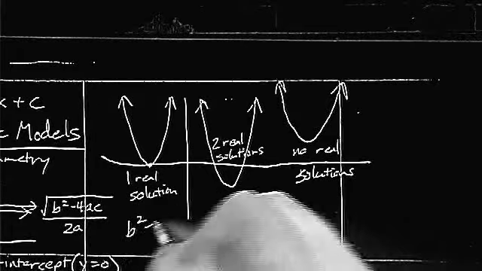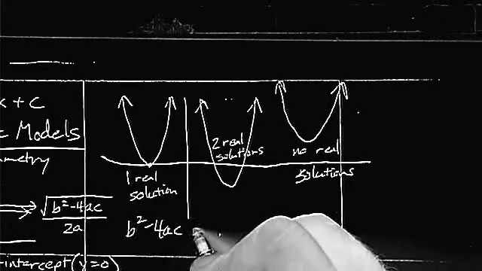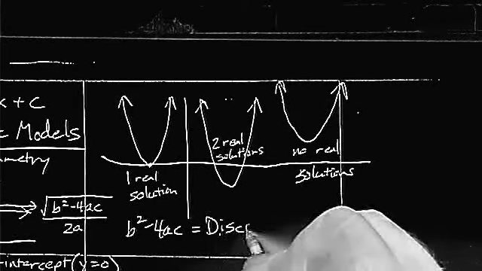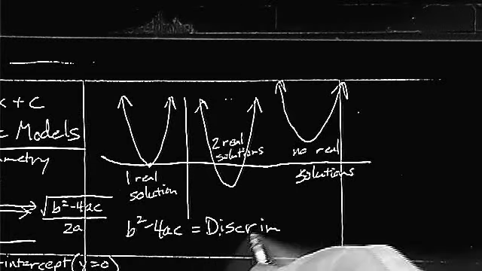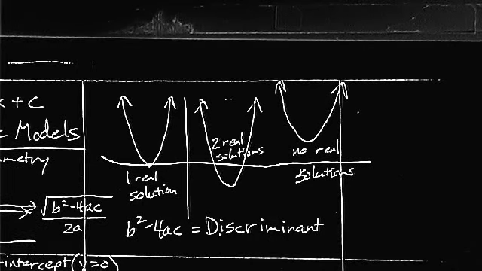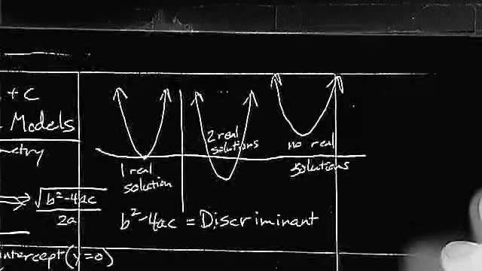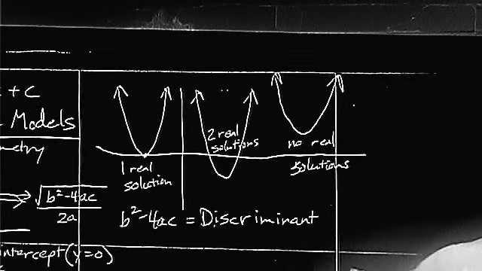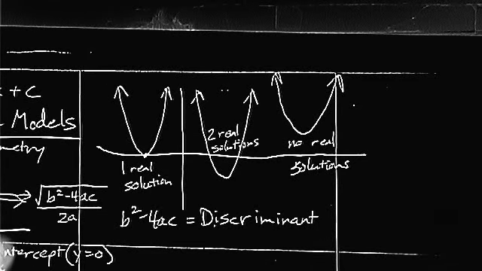Now the part under the radical, b squared minus 4ac, has a really cool name. It's called the discriminant. Not the stuff that you put in the washing machine with the clothes. That's something completely different. I know some of you get that confused. But that's all right. That's why we're in school.